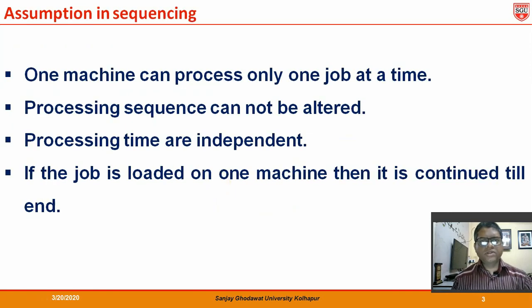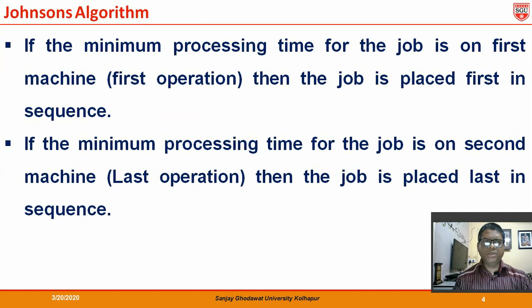In sequencing, one of the basic assumptions is that one machine can process only one job at a time, and the processing sequence, whatever we have decided, cannot be altered. Irrespective of the sequence that we follow, processing time remains the same. And a very important assumption is that once the job is loaded on one machine, it must be completed till the end. Johnson's algorithm is very useful in finding an optimal sequence.